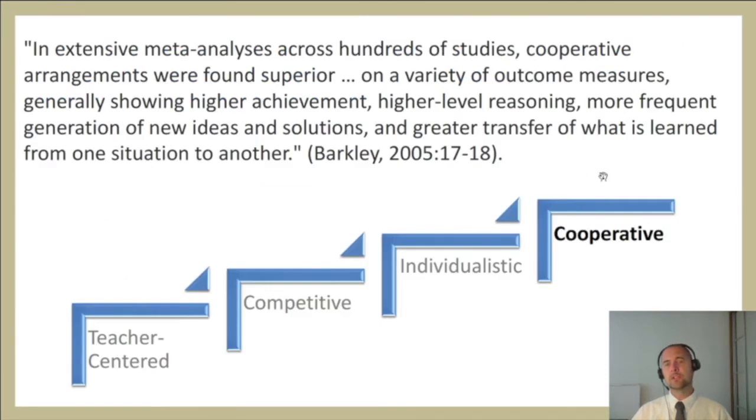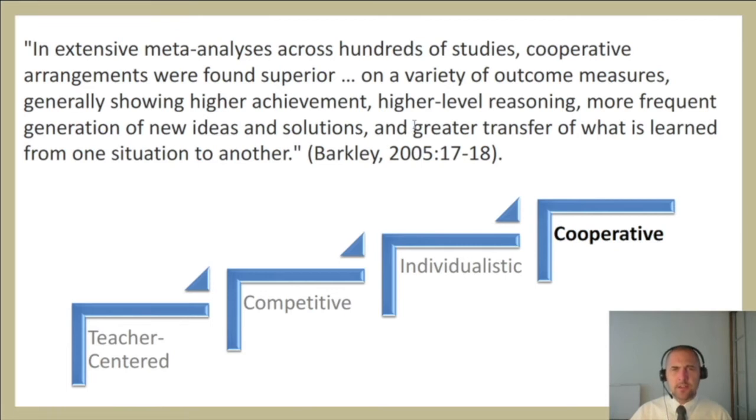So clearly cooperative learning has been proven and shown to be more effective in learning. In extensive meta-analyses across hundreds of studies, cooperative arrangements were found superior on a variety of outcome measures, generally showing higher achievement, higher level reasoning, more frequent generation of new ideas and solutions, and greater transfer of what is learned from one situation to another. So in essence, cooperative learning brings about a deeper learning experience, whereas a teacher-centered structure leads to a surface level education experience where you're basically teaching to the test.